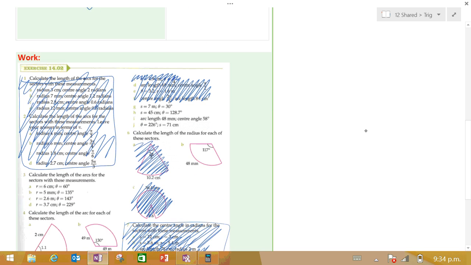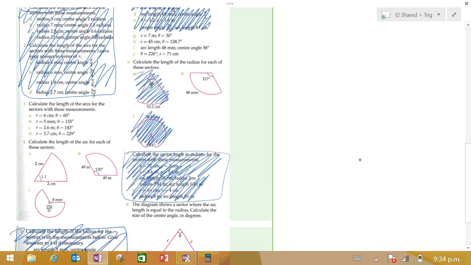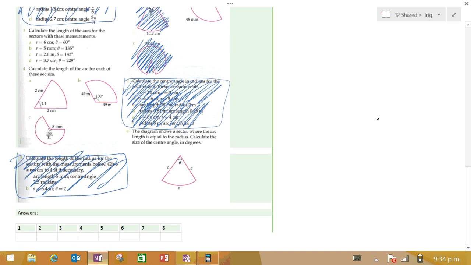So we've got a few questions down here. I've scribbled out a few of them because they use something called radians that we're not going to get into. So have a go at the ones that aren't scribbled out, and I'll put the answer for you.